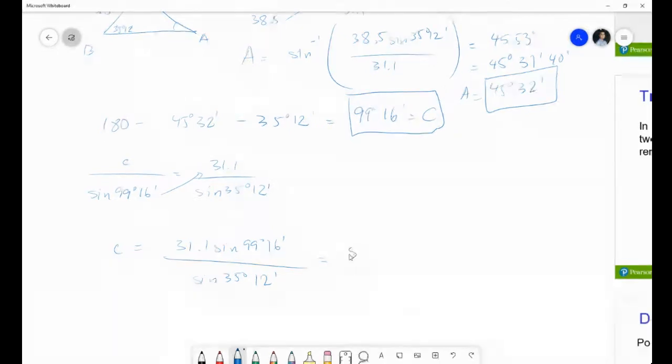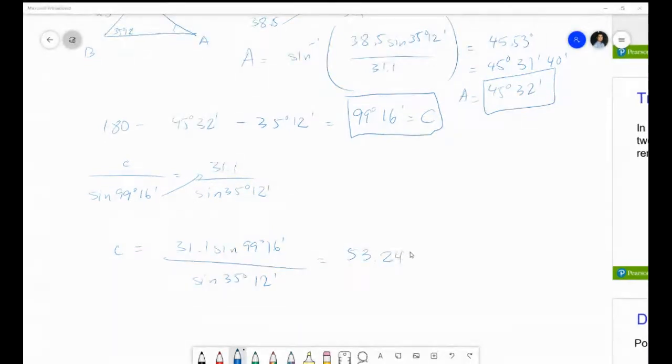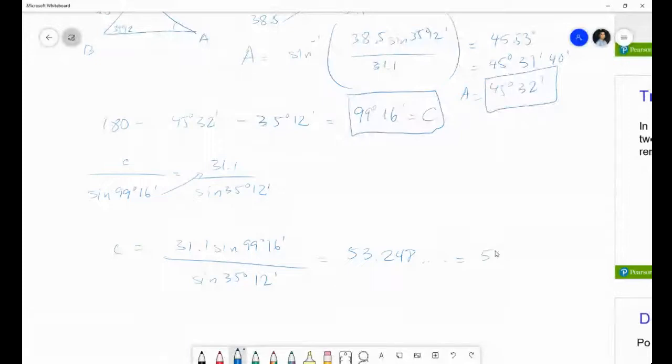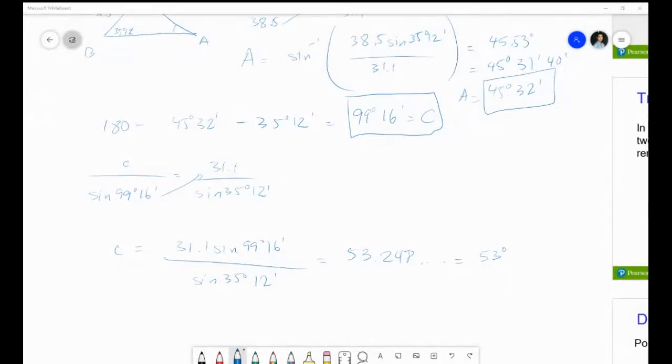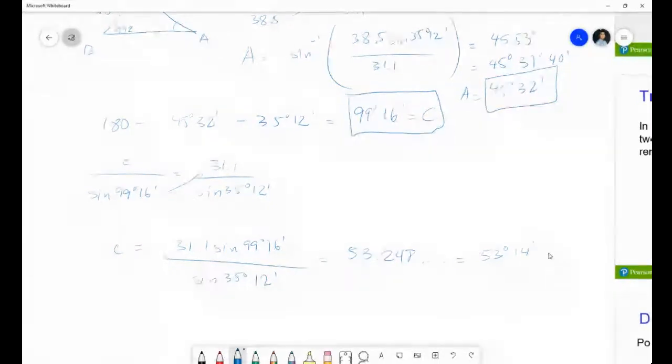All right, so I have 53.2484 and so forth. If we were to convert this one to degrees, minutes, and seconds, we would get 53 degrees, 14 minutes, and 54.4 seconds, or we can round that to minutes. So we got 53 and 15 minutes. All right, so that's our first triangle.